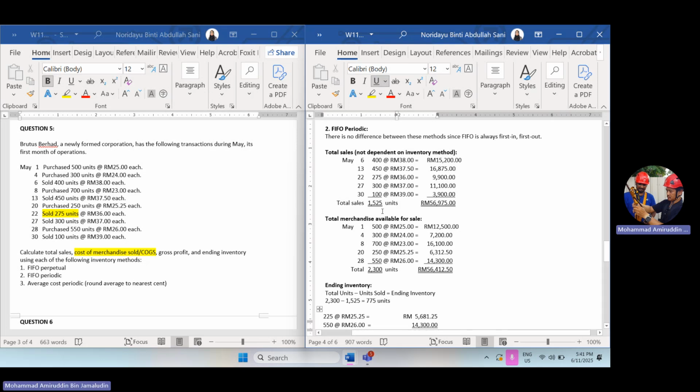This is unit sold, 1525. Okay, from this I take all the purchases. This is question 5. I take all the purchases. You see, sold 400, sold 450, sold 275, sold 300. Okay, so I get the total units. I sold 1525. This one all purchases. Purchase 500. This one, purchase 300. This one. So I list out all the purchases. Are you okay? So 2,300 units purchased.